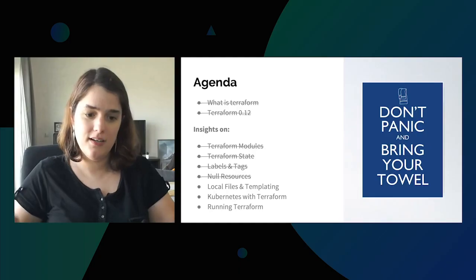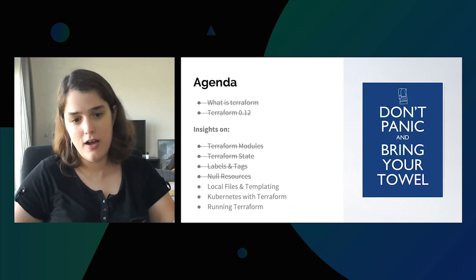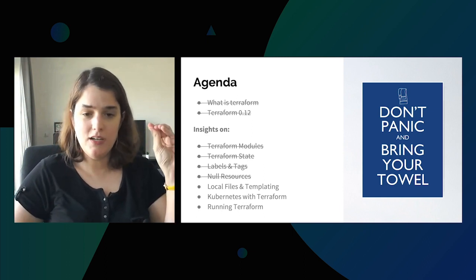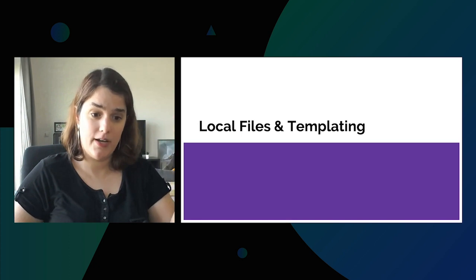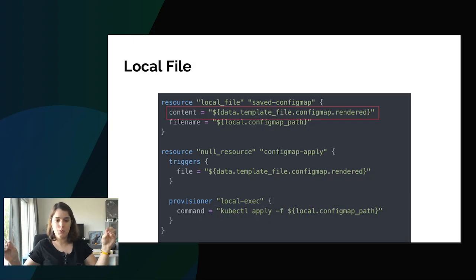So looking at the local files now and templating. I used it a lot in Kubernetes at first, right? So you have a situation where you have a file and you generate a template with this file, save this file, and then we use it as a feed to Kubernetes. So in this example here, I am creating a config map with Terraform templating, and then I'm feeding it to a command that will run Kubernetes, right?